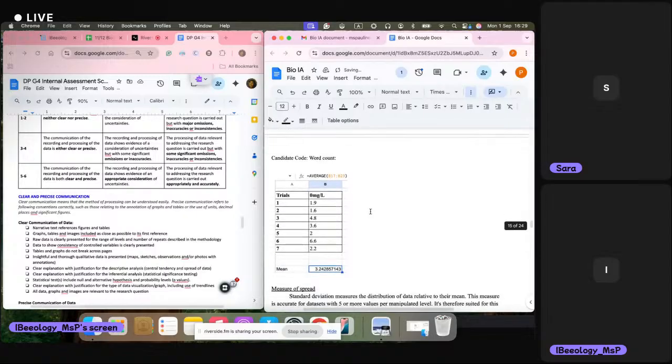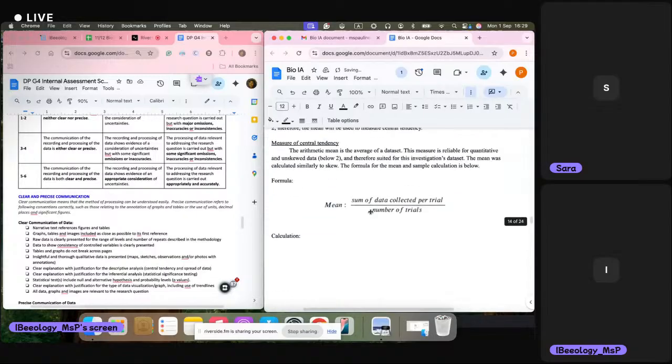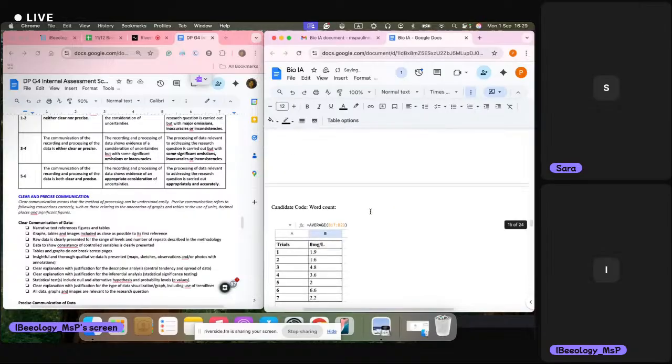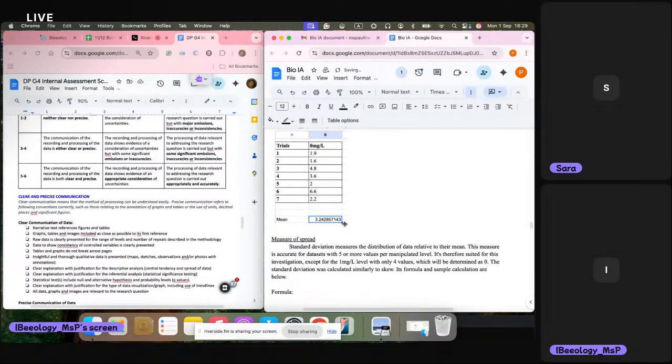Measures of central tendency. This is the formula and the calculation you use. You can actually say that to measure the central tendency, I used this formula on Google Sheets, average by the name of the table. It's actually acceptable. So this is the mean.